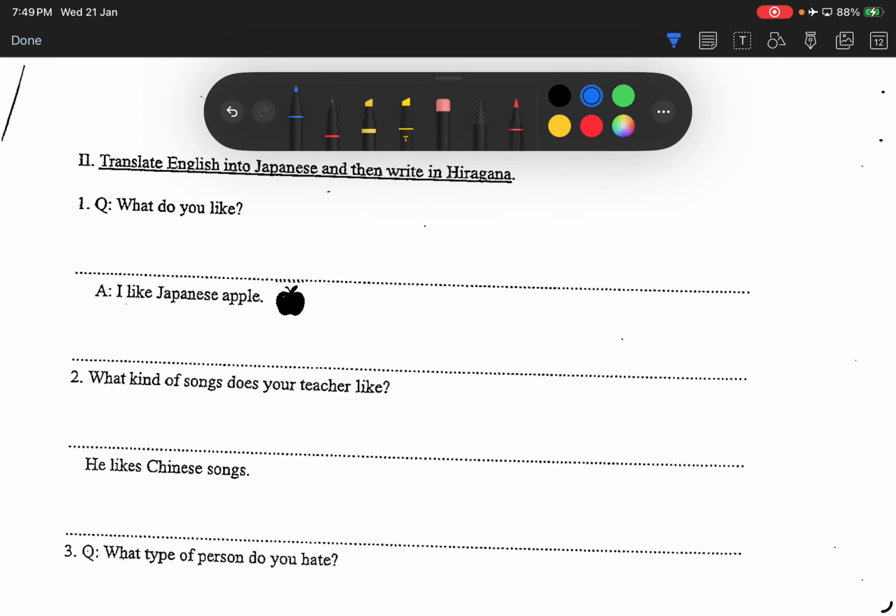What do you like? Nani ga suki desu ka? Very good. Nani ga suki desu ka? I like Japanese apple. You want to try again? I like Japanese apple.